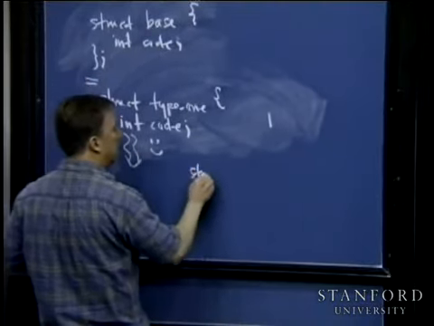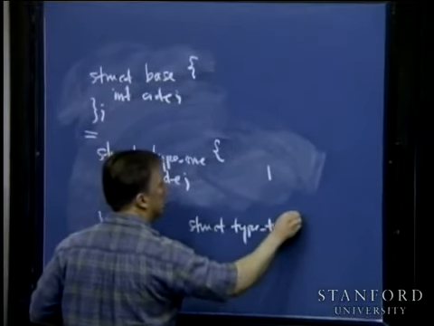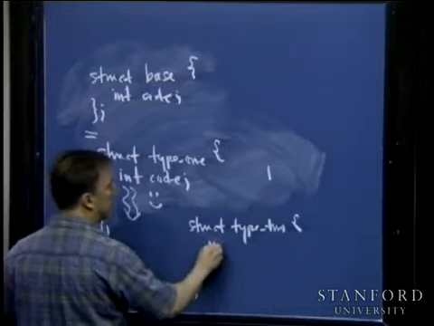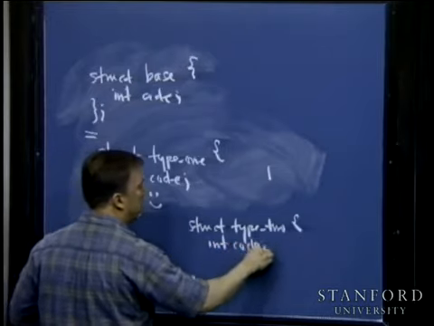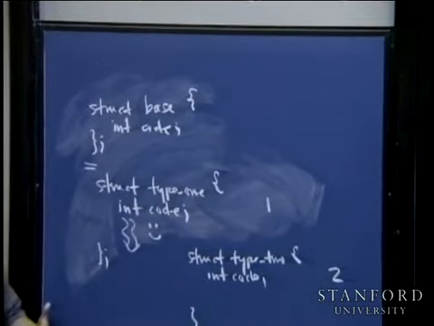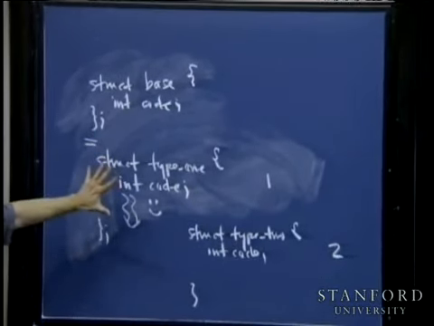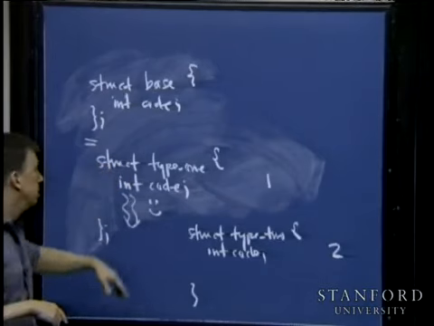If I have struct type 2 with an int code at the front, I might require that all instances of type 2 actually have a 2 at the front. These are really esoteric examples. I'm just kind of making this up. I haven't done this in past quarters.